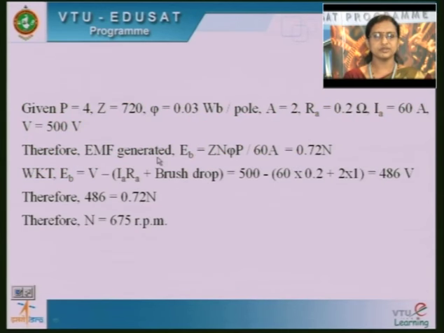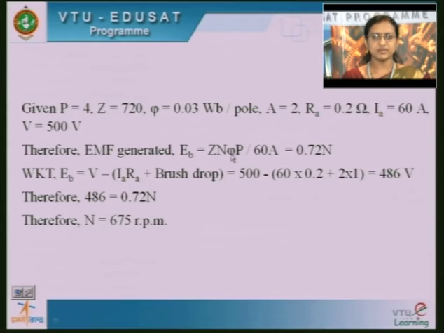Now, first find out EB. On the left hand side we have EB, and on the right hand side there is the speed. So in this case EB is unknown and the speed is also unknown. Z, phi, P and A are given. Now substitute the values of Z, phi, P and A, and you will get EB is equal to 0.72 times speed, where N is in revolutions per minute.